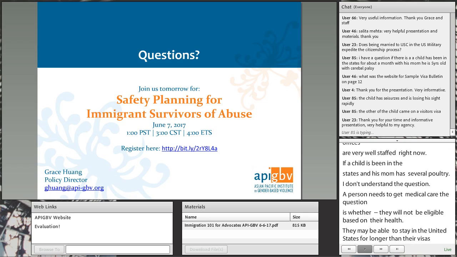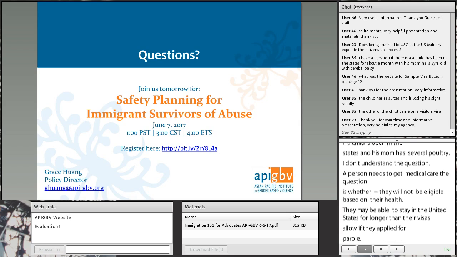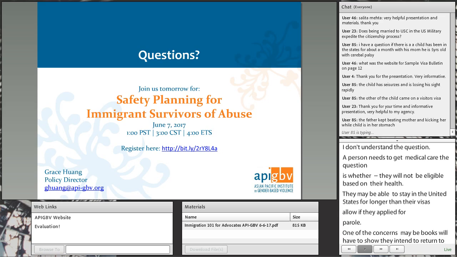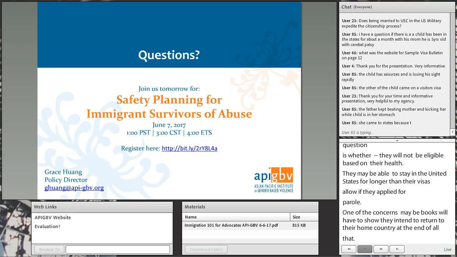And one of the concerns may be that folks are going to have to show that they're intending to return to their home country at the end of all of that. But there are some processes, called humanitarian parole, that folks may be able to apply for, for an extended period of time to get medical care.